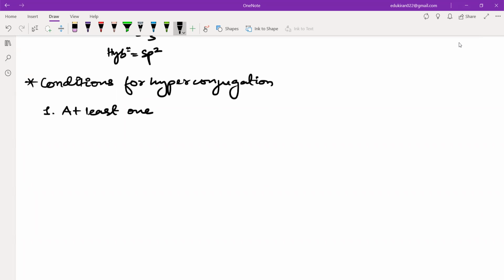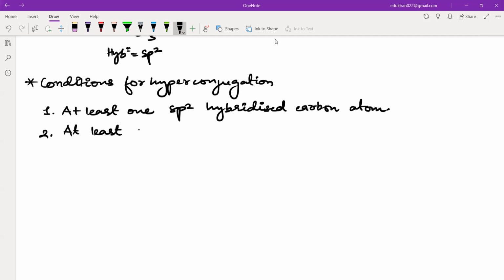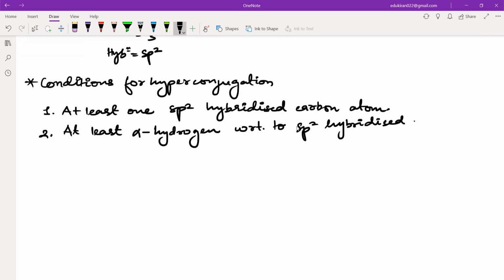Second, there should be at least one alpha carbon, at least one alpha hydrogen, one alpha hydrogen with respect to the sp2 hybridized carbon atom.